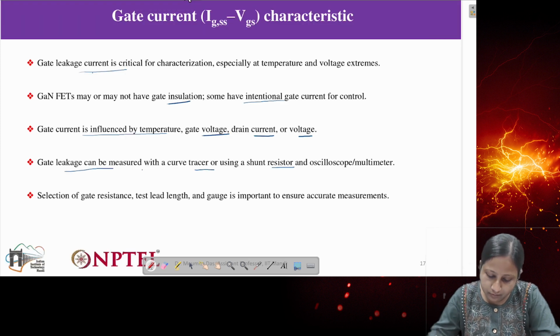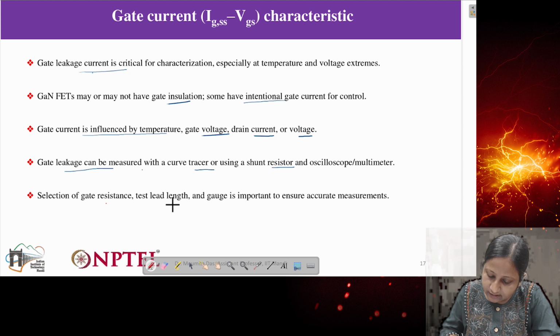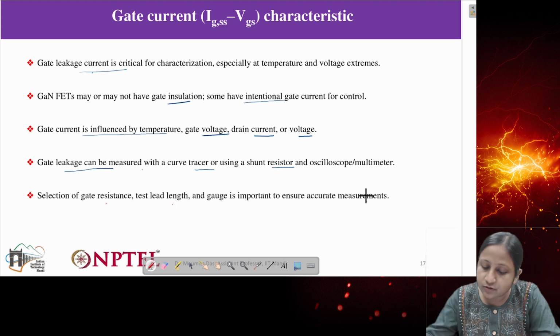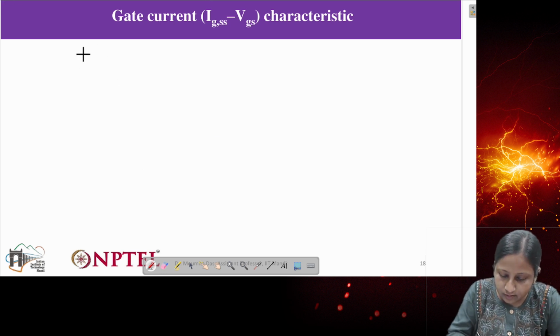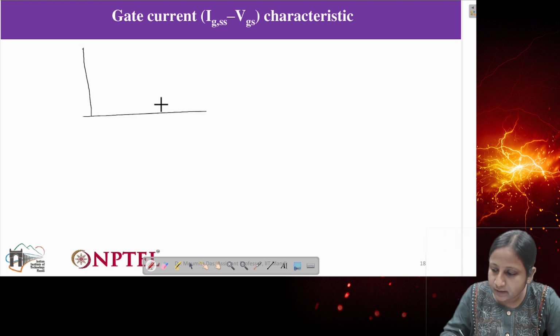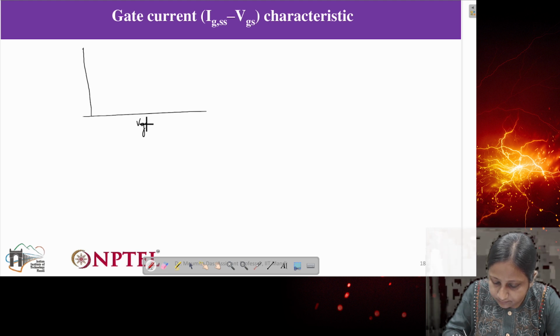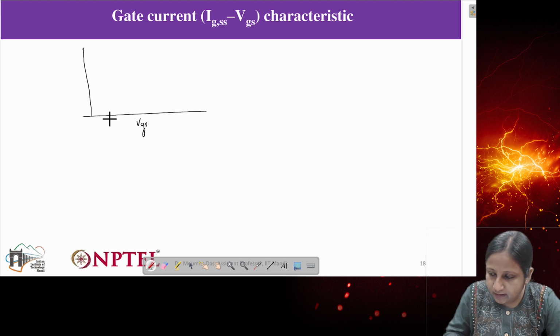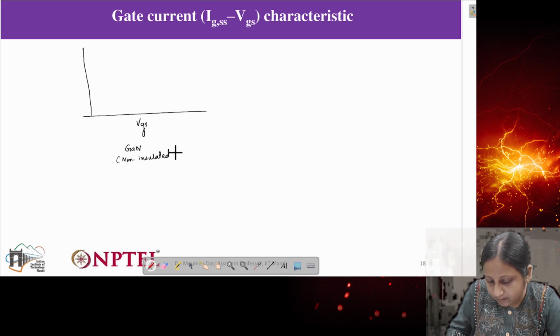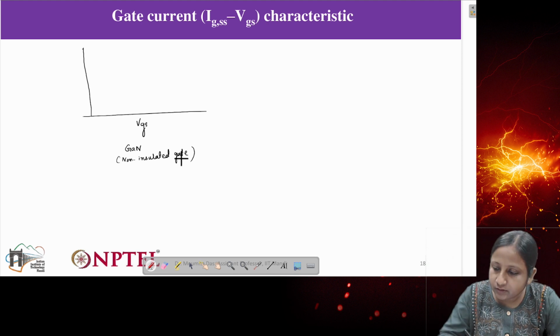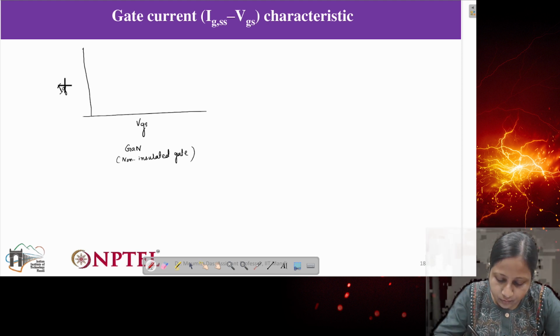Now the selection of the gate resistance, test lead length and gauge is very important in order to ensure accurate measurement. So now how do these characteristics look? In order to draw this characteristic, this is with respect to VGS. We are considering a non-insulated gate for the GaN device. So this is the non-insulated gate, and then IG we can measure here.